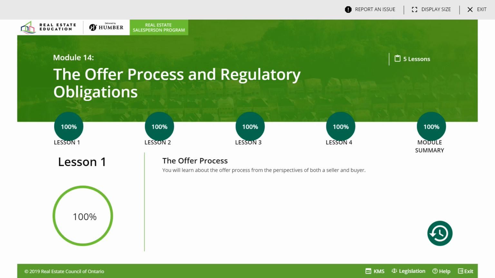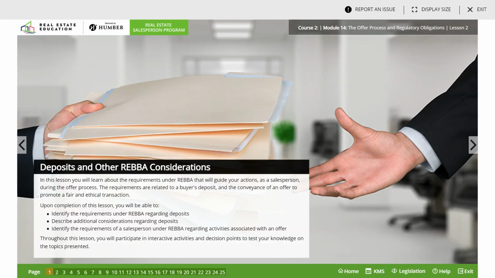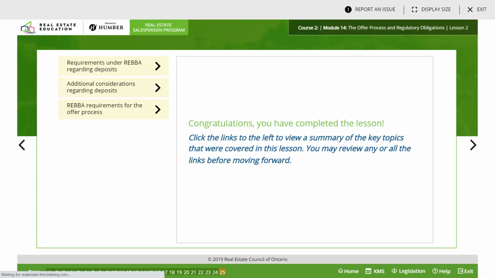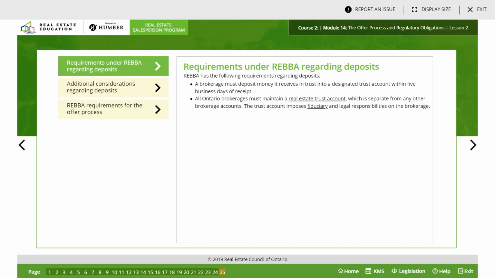Okay, let's move on to lesson 2, deposits and other REBA considerations. There are 24 pages of reading. We're going to go all the way to the end and see what they say. So, requirements under REBA regarding deposits. REBA has the following requirements regarding deposits.